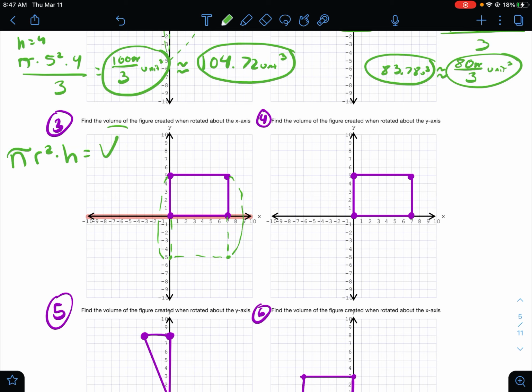That is how you would find the volume of a cylinder. So we just need to find our radius. And if we look here, our radius is going to be 5. And our height, which is this guy, is going to be 7. That's going to give us 25 times 7, which gives us 175 pi. And that's going to be units cubed. And of course, we can get a decimal equivalent, which is going to be 549.78 units cubed.